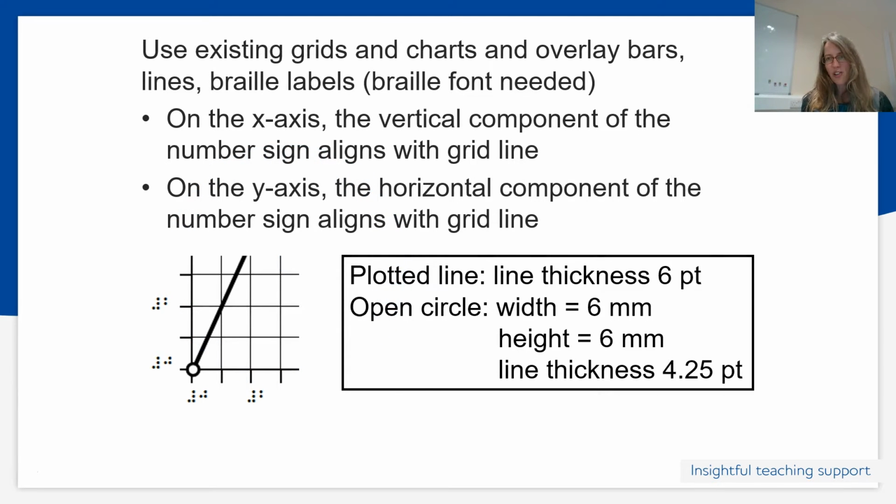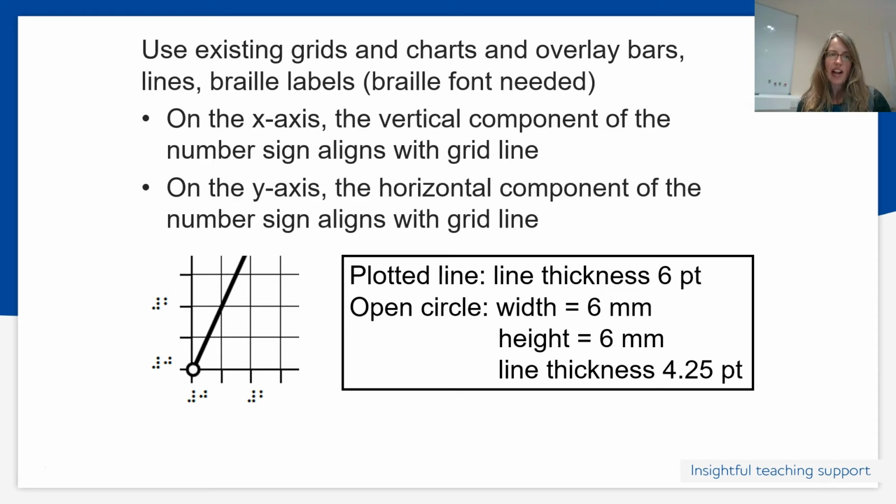So we've made our graph paper, and the next thing we need to do is use that existing grid and overlay it with bars or lines and add Braille labels to the axes. Obviously, in order to do that, you would need to have a Braille font installed on your computer, and these can be downloaded quite simply online if you just do a search for Braille font.